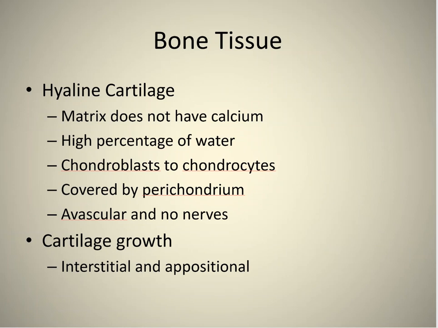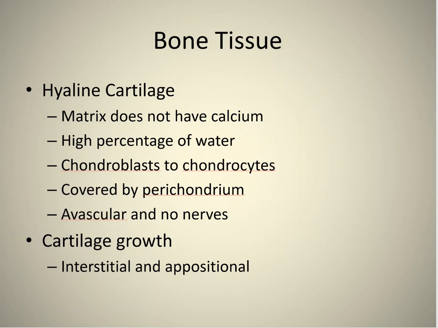Okay, we turn to hyaline cartilage, which is the articular cartilage at the end of the long bones. Doesn't have calcium, high percentage of water. Chondro, that's the prefix that means cartilage, not bone. And chondroblasts to chondrocytes, like osteoblasts to osteocytes, covered by a perichondrium, not a periosteum. And in strict contrast to bone, cartilage is avascular, no nerves, and that's why it takes so long to heal, because there's no blood vessels.